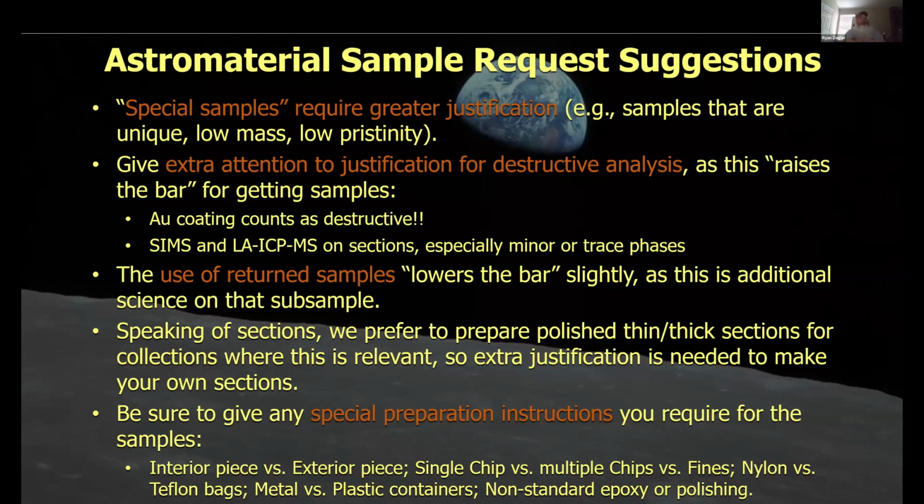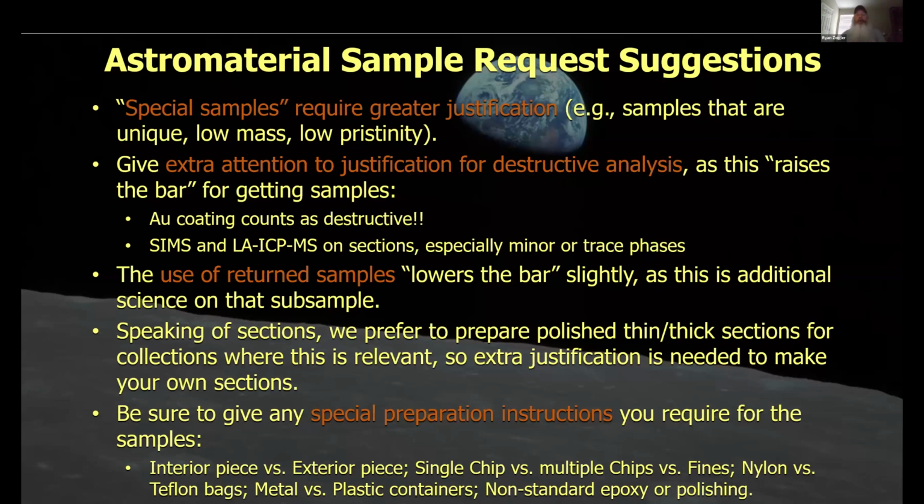Along similar lines, not everything makes it harder though. Using returned samples can lower the bar slightly, as this will allow additional science on that subsample. So if I've sent out 10 grams of soil to someone who did a spectroscopic study of it, and they sent it back and it's only been exposed to air, and you want to do a different spectroscopic study, hopefully in a different wavelength, it would be a lot easier to give you that same 10 grams again. The data from the two different labs with different types of spectroscopy would be more directly comparable, and we're getting more science out of that same sample without having to dip into our pristine reservoir.